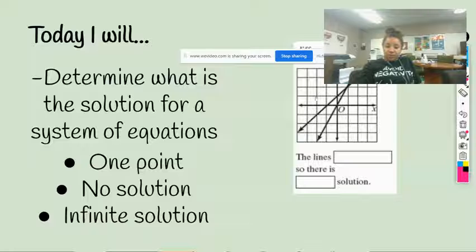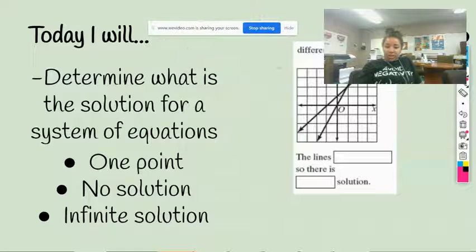It's all a solution. Sorry about that. So here for this one, let me move this. Different slopes. The lines intersect, so there is one solution. So if you guys want to know what the missing things are, the lines intersect. So intersect would go here. So there is one solution would go here. So that's what that would look like.